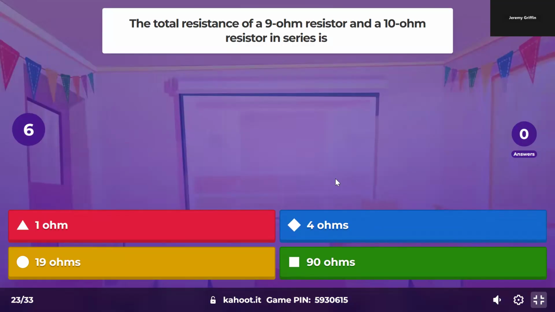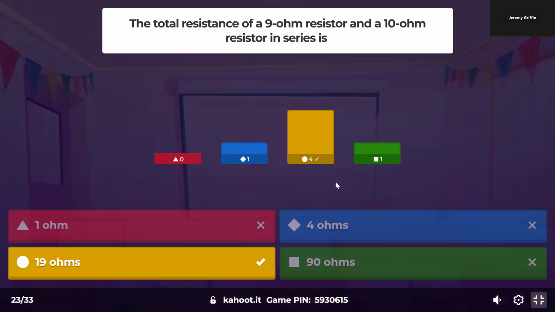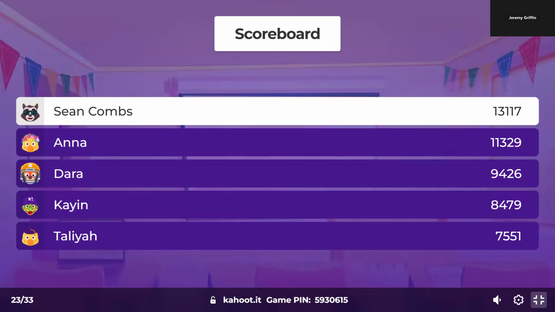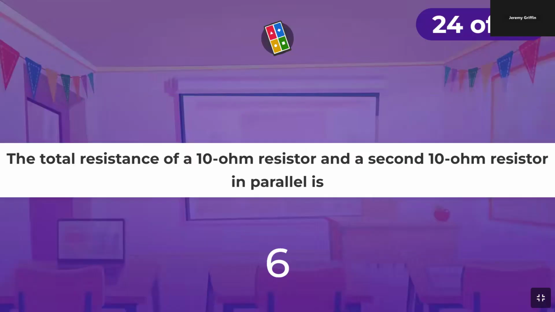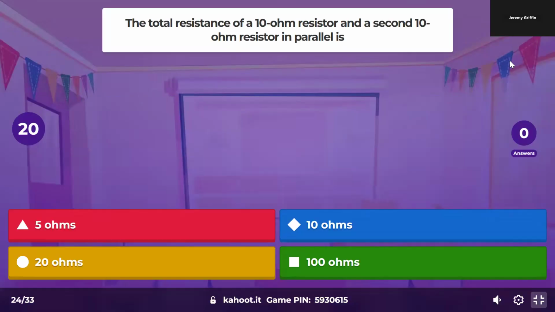What's 9 and 10 in series? Yeah, 19, because 9 plus 10. Okay. In series, you can just add them up. 9 plus 10 is 19. Now 10 ohms and 10 ohms in parallel. What is 10 and 10 in parallel?